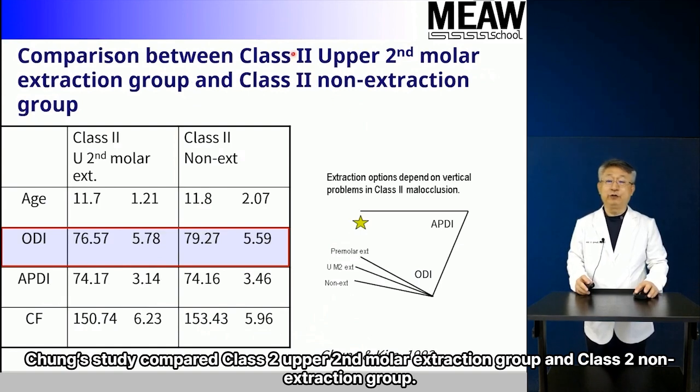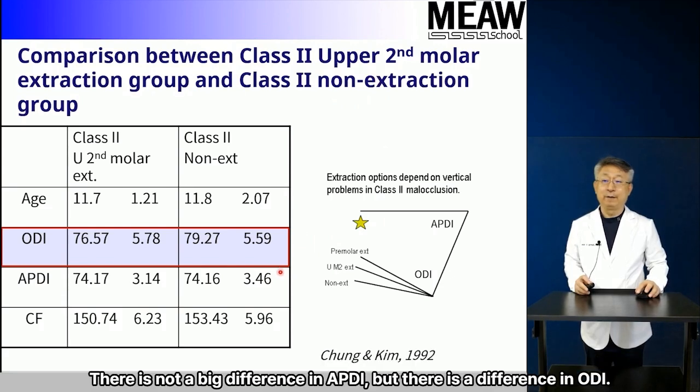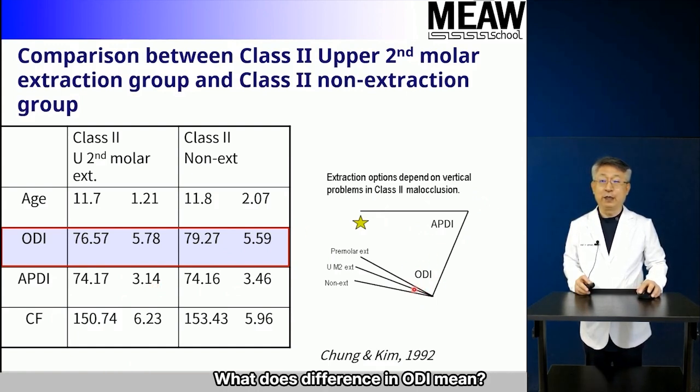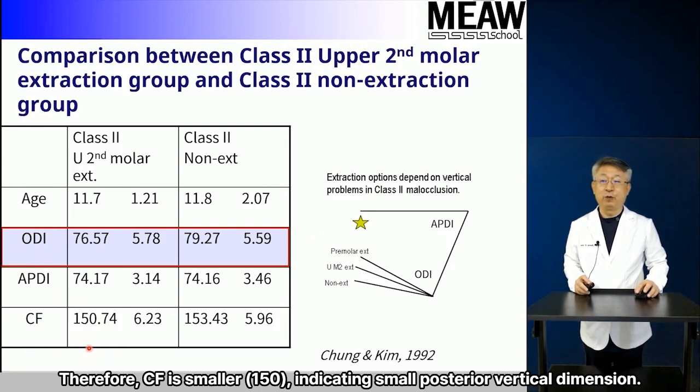Chung's study compared the Class II upper second molar extraction group and the Class II non-extraction group. There is not a big difference in APDI, but there is a difference in ODI. What does difference in ODI mean? Compared to the sufficient ODI of 79 in the Class II non-extraction group, ODI is a bit smaller in the upper second molar extraction group. Therefore, CF is smaller, 150, indicating small posterior vertical dimension.